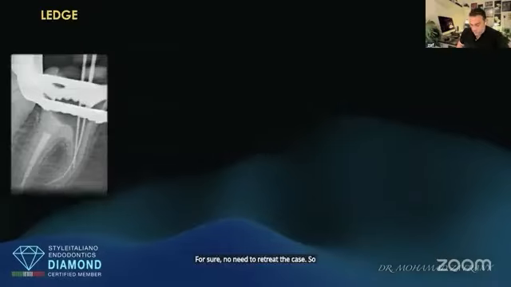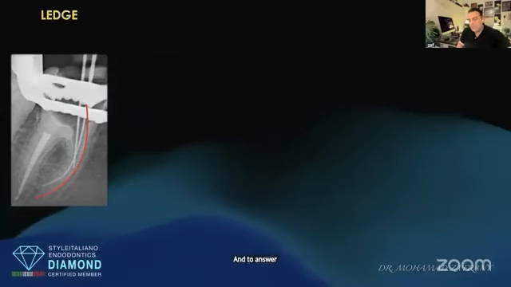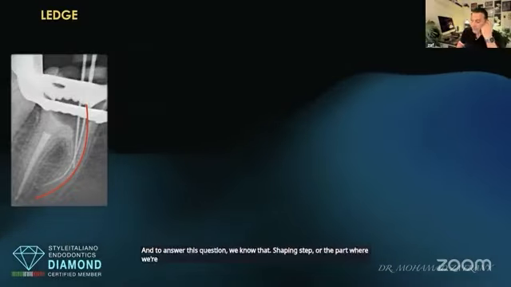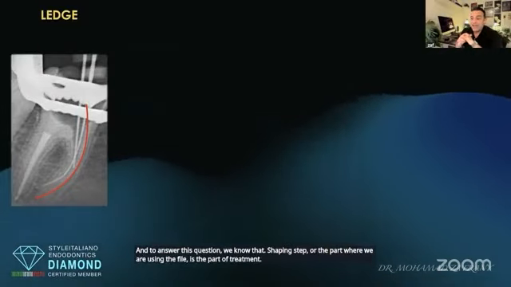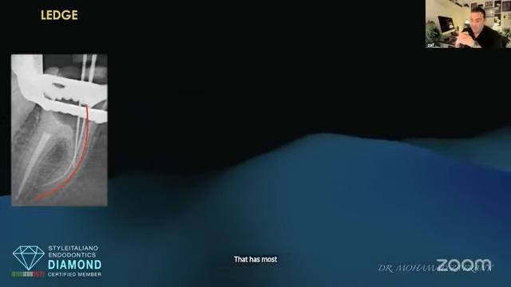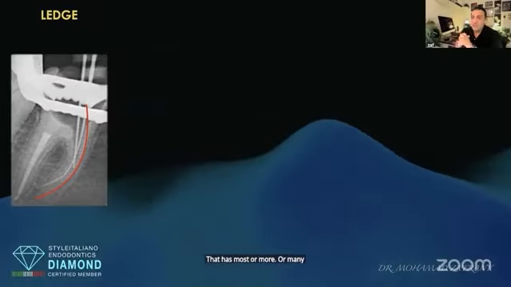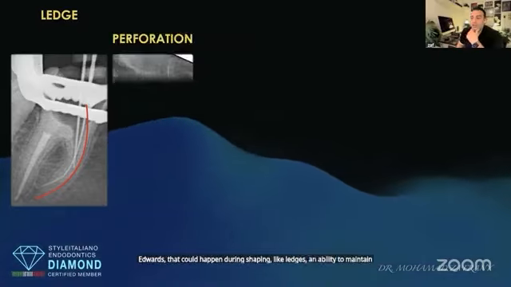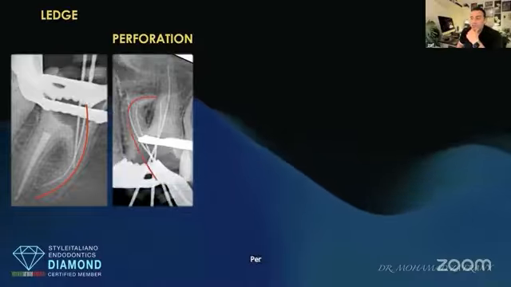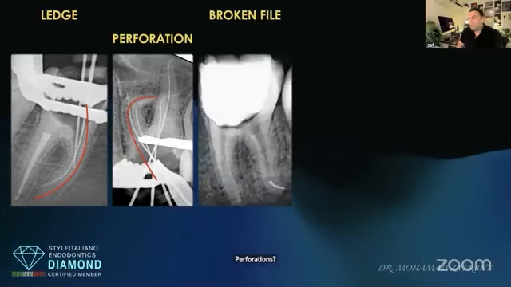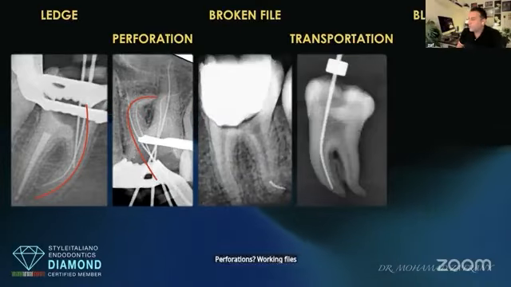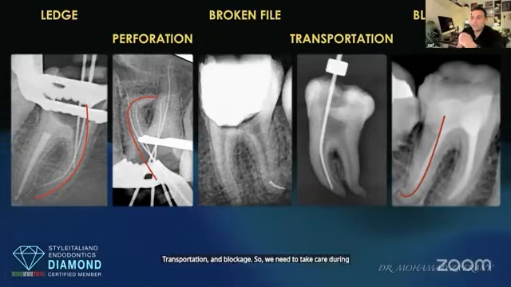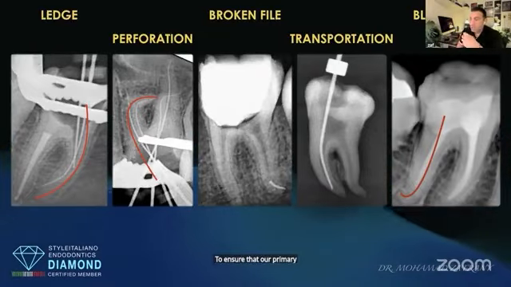So we need to answer this question. And to answer this question, we know that the shaping step, or the part where we are using the file, is the part of treatment that has the most errors that could happen during shaping, like ledges, inability to maintain the original canal anatomy, perforations, broken files, transportation, and blockage.